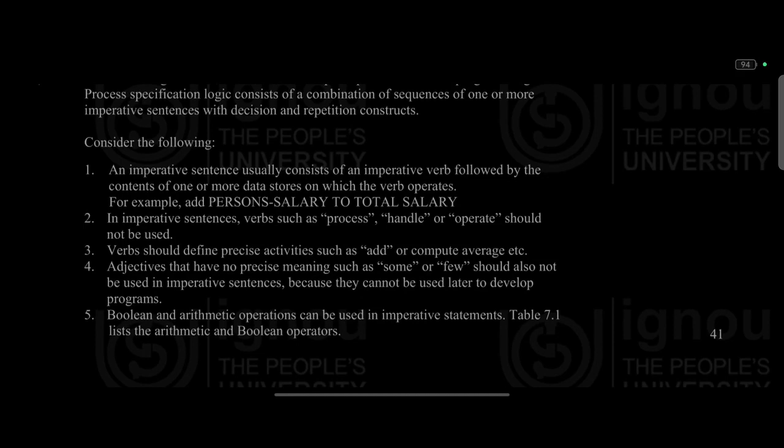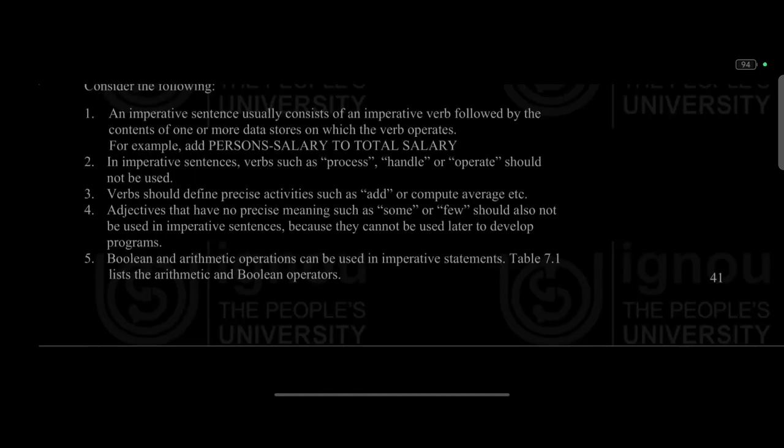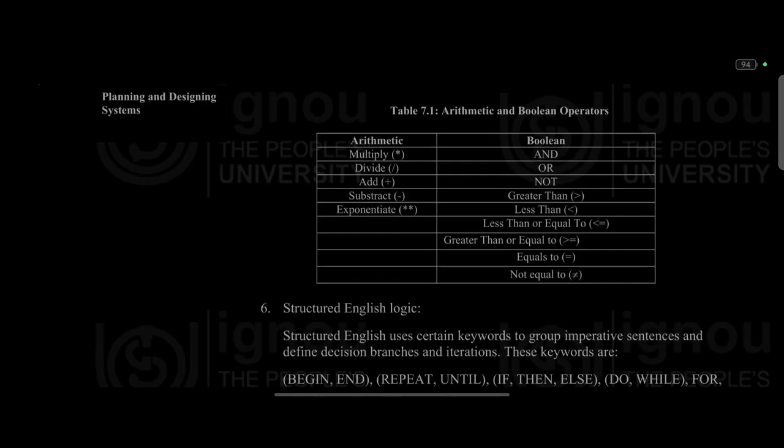Adjectives that have no precise meaning, such as some or few, should also not be used in imperative sentences because they cannot be used later to develop programs. Boolean and arithmetic operations can be used in imperative statements. Table 7.1 lists the arithmetic and Boolean operators. So here you can see the arithmetic and Boolean operators.